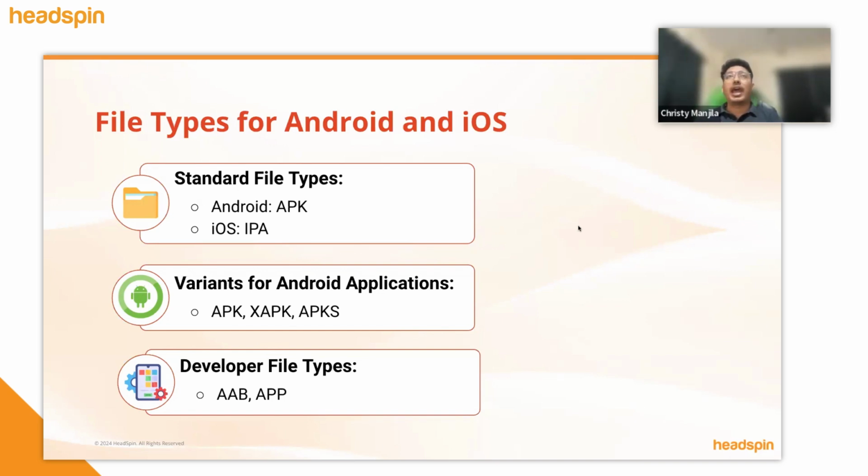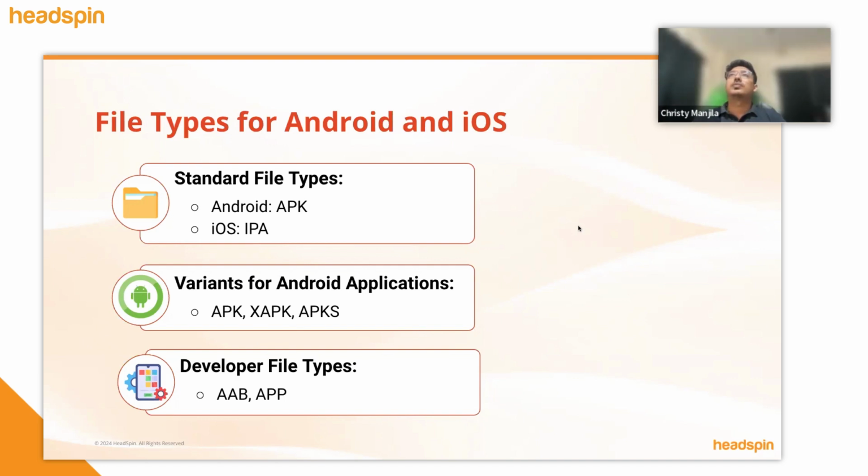AAB files are app bundles that are created when you start building your application using Android Studio for Android. And APP files are the counterparts for iOS when you try to build an application using Xcode. So if you use Android Studio to develop your application, you would get the AAB file as the output, and APP would be the same for iOS devices.